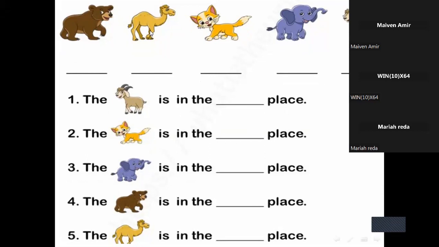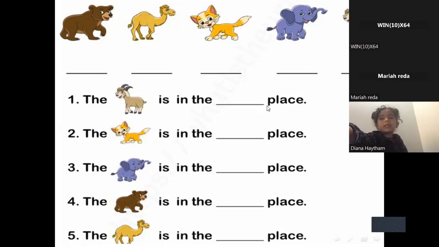Hello, Diana. Hi. That's your turn, Diana. Unmute your voice. Hi, Diana. Hi, how are you? Okay, I'm gonna ask you about where is the place of this cat? Where is it? Wait. First, second, third. Where? Three. That's my third. Third. Excellent. Be focused. Third. Super. Thank you.